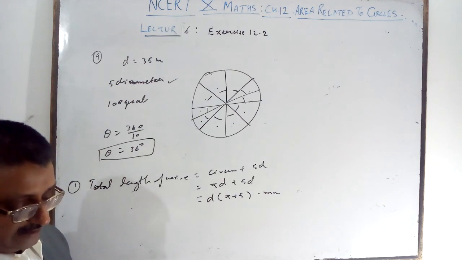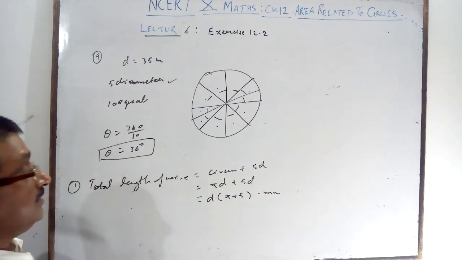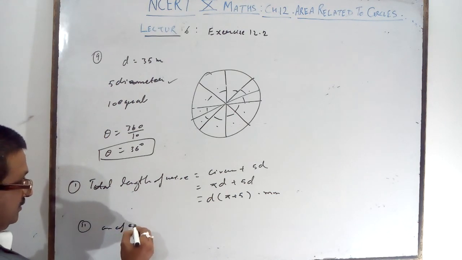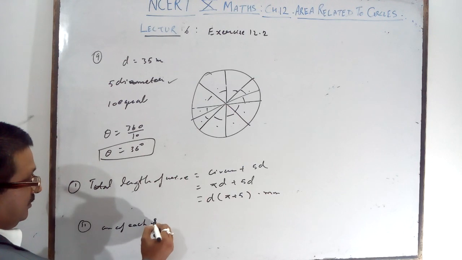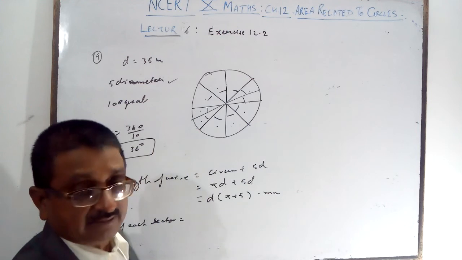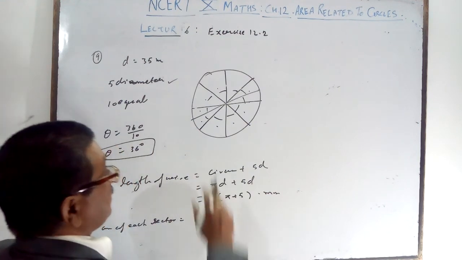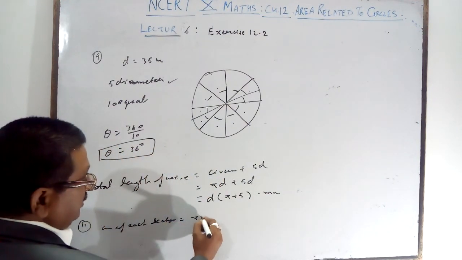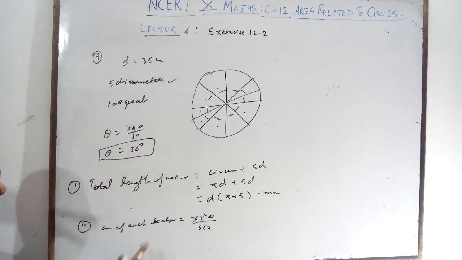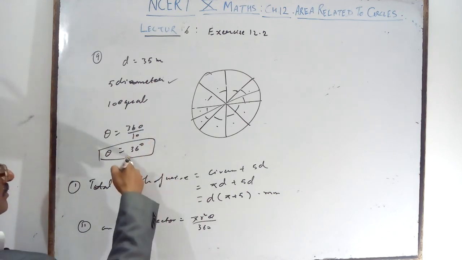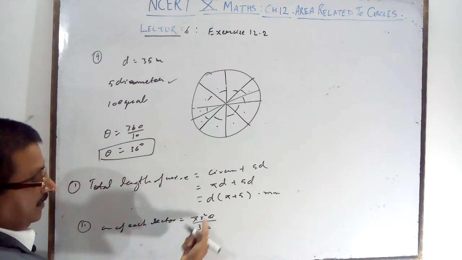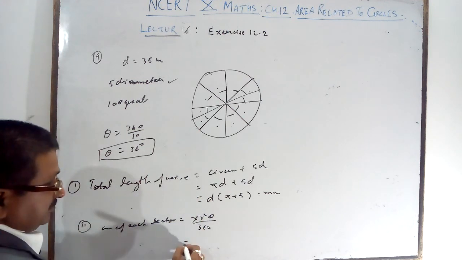And the next part asks for the area of each sector. Second part, area of each sector. How many sectors is it divided into? There are two formulas you can use here. One: area of circle divided by 10. Another: pi r square theta by 360. Theta is 36, so 36 cancels and you get 10. So it is pi r square by 10. Same thing either way.